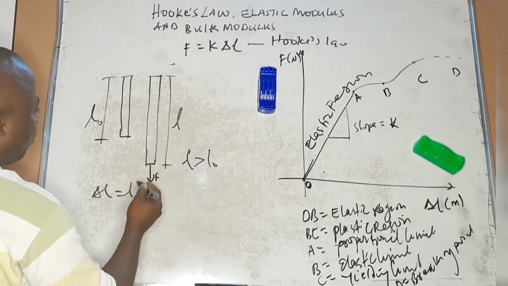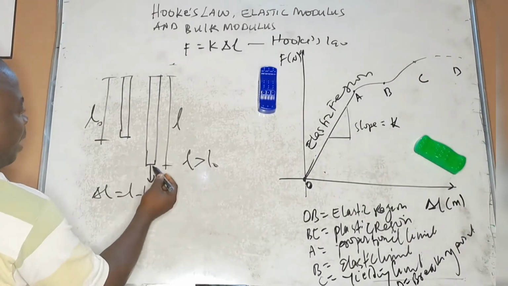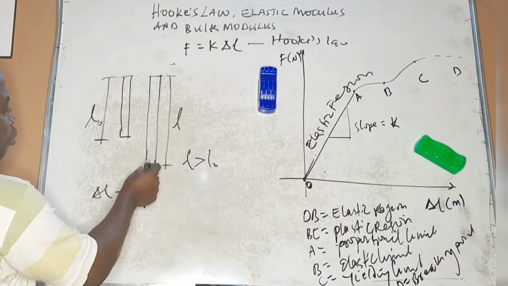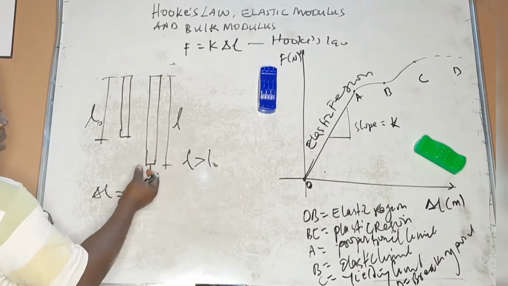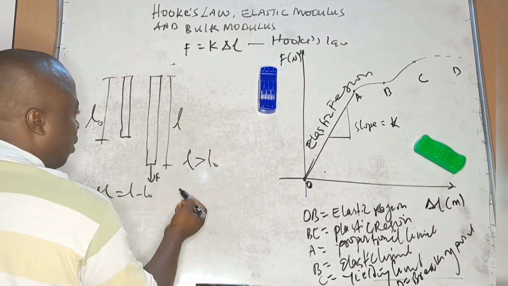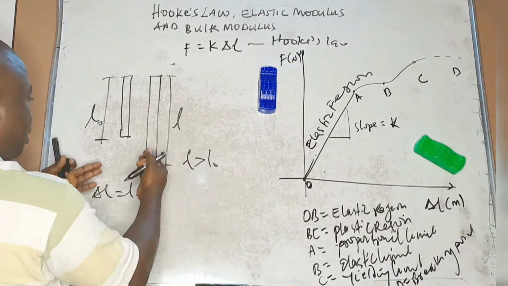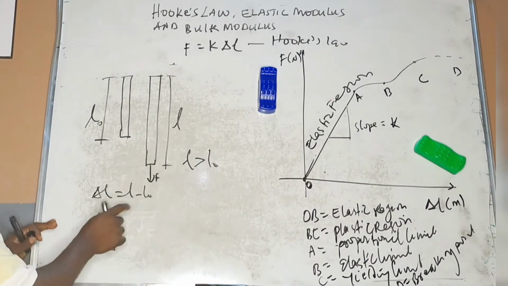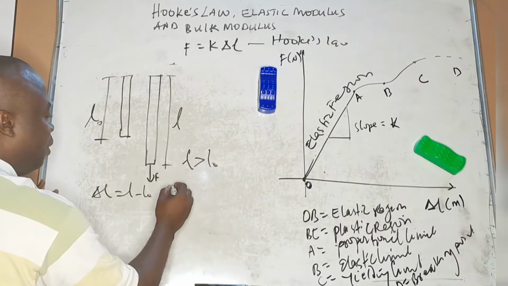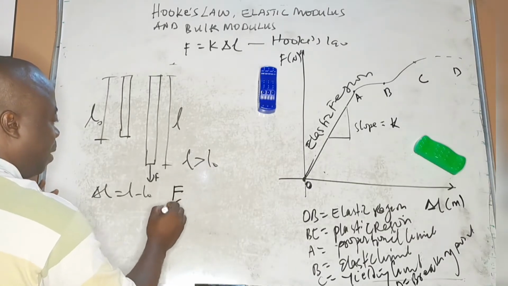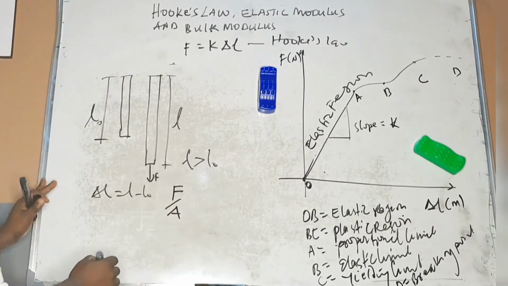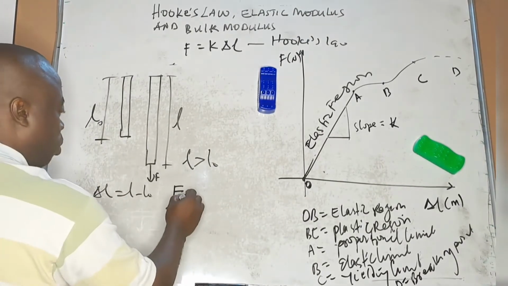Now, you've applied this force to a certain area of the material. The applied force has produced an extension, an elongation of the length. Then if you divide the force by the area to which the force has been applied, you get what we call stress.